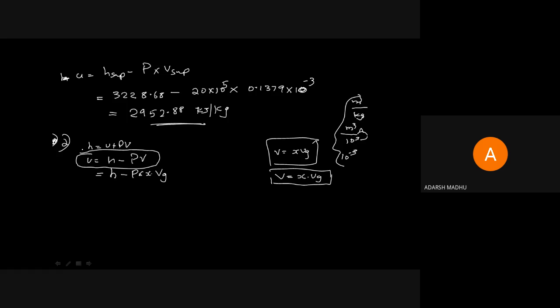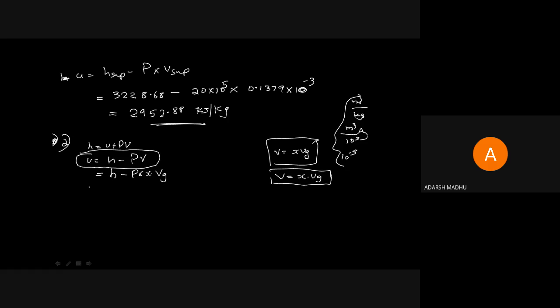So H can be found out. H can be found by using the equation HF plus X into HFG. Pressure is given. But how can we find the volume? To find the volume, the dryness fraction is given here. That is, specific volume V equal to X into Vg.